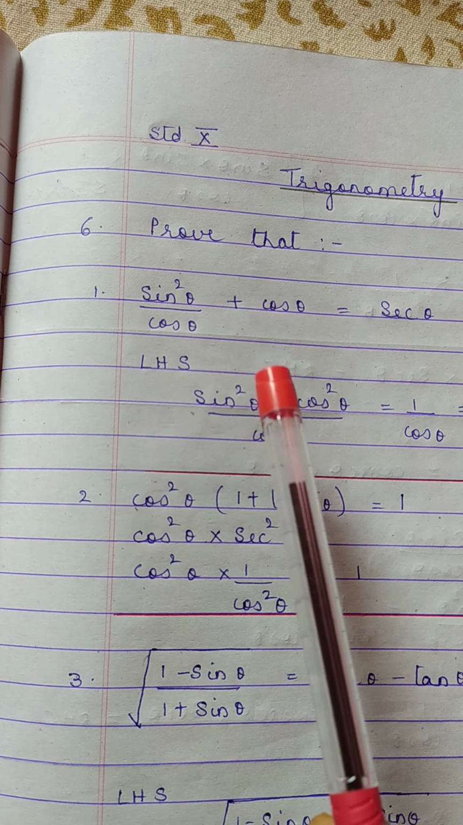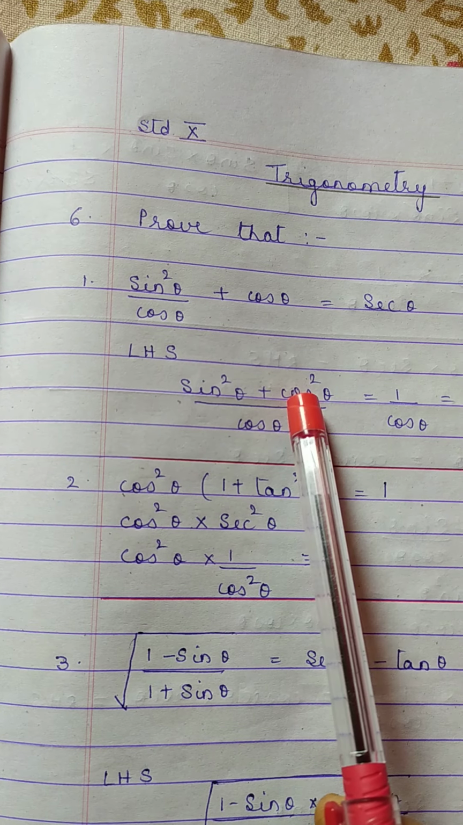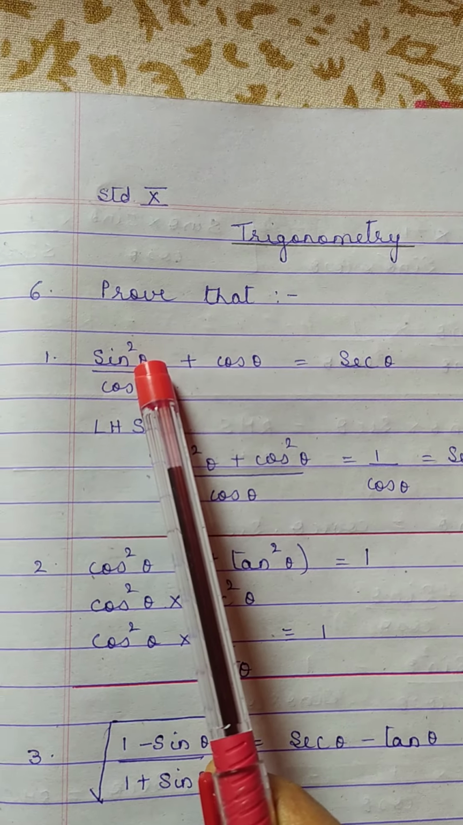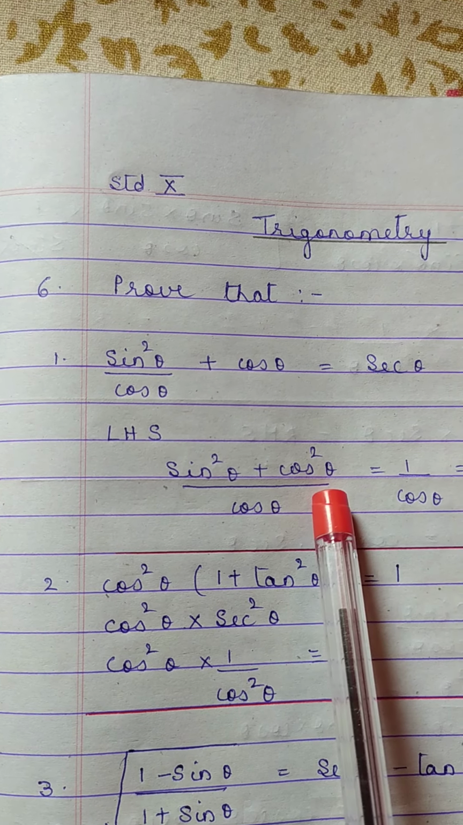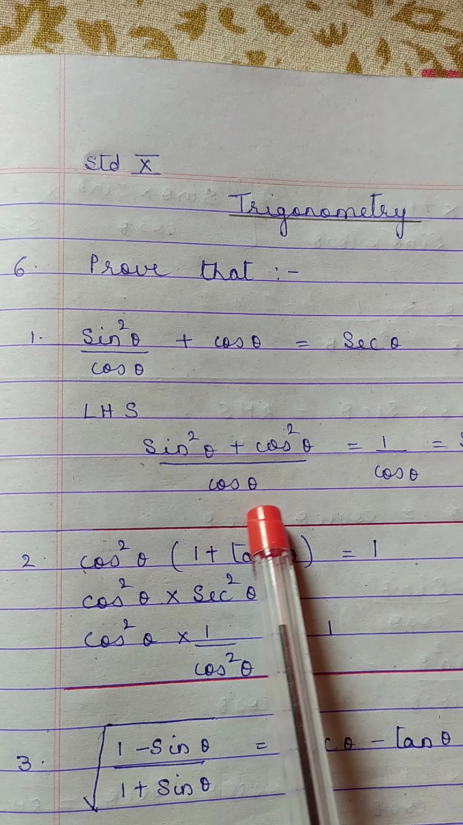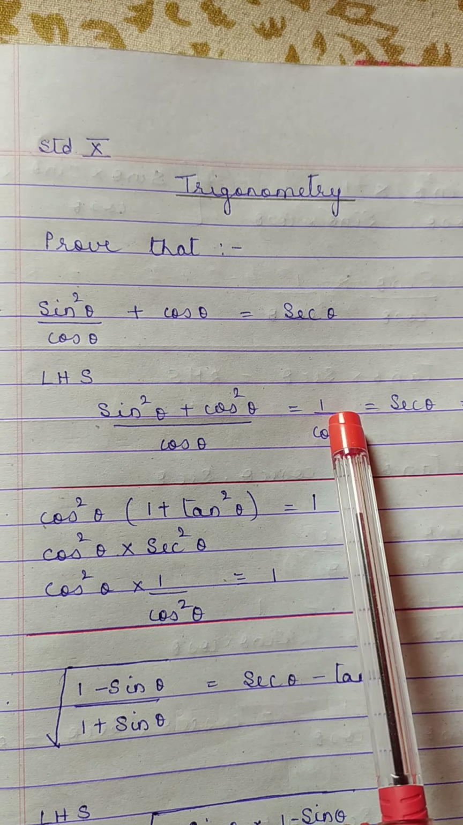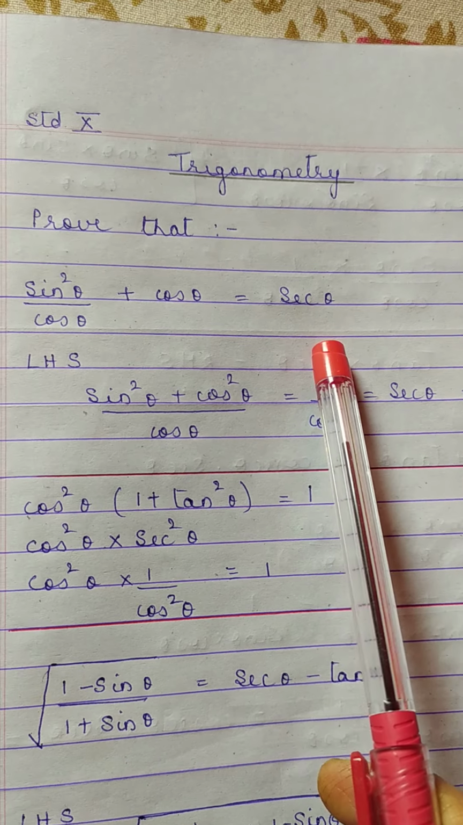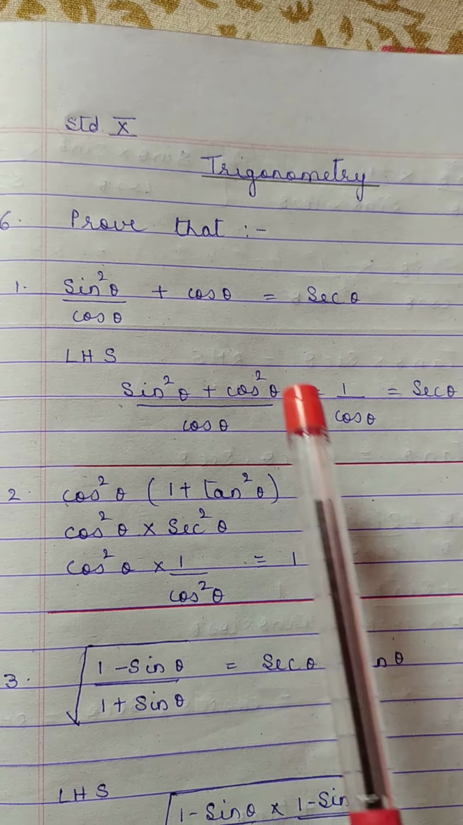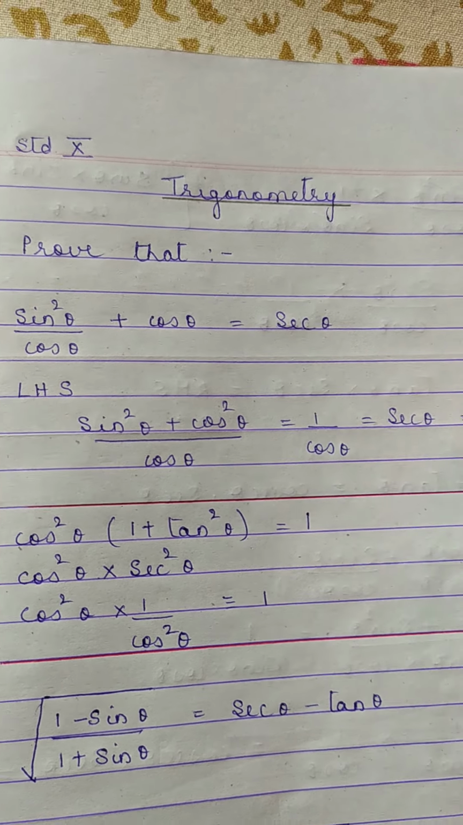So 1 will go cos theta times cos theta into this cos theta is cos square theta. Sin square theta remains the same here. So sin square theta plus cos square theta upon cos theta. We know from the identity sin square theta plus cos square theta is 1. 1 upon cos theta equal to sec theta, which is the RHS. Now in these questions what we will prove is we'll start from the LHS and we have to prove it is equal to the RHS.